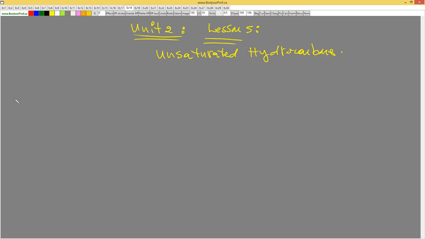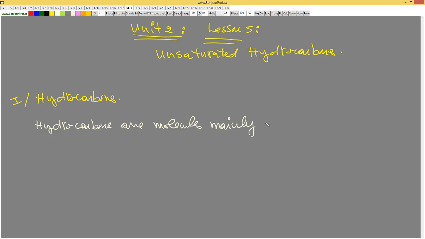So first, what are hydrocarbons? Hydrocarbons are substances that are mainly made of carbon and hydrogen. Hydrocarbons are molecules mainly made of carbons and hydrogen.